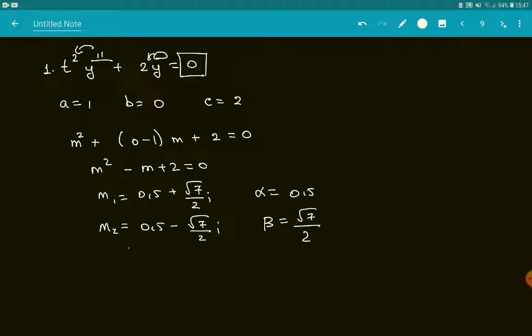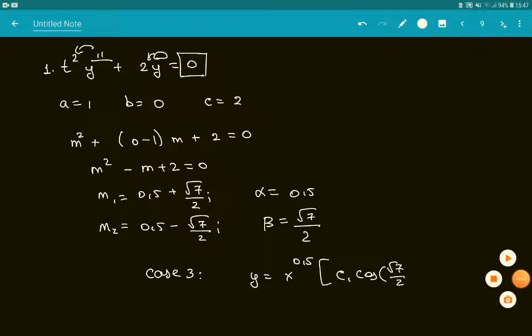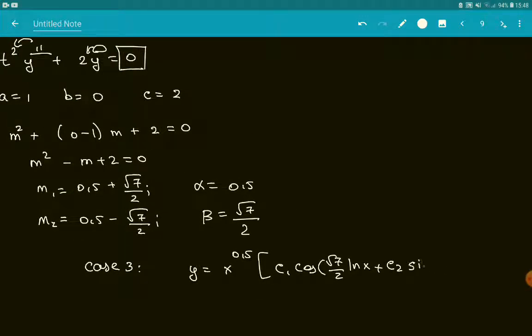So definitely, because it has complex roots, this is case 3, and case 3 was y is equal to x to the power alpha, which is 0.5, times c1 cosine beta, beta is this, ln x, plus c2 sine, again square root of 7 over 2, ln x, and that's all for the question.